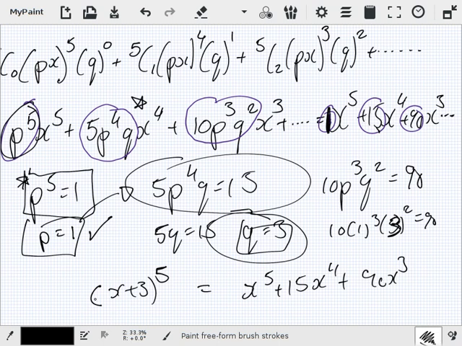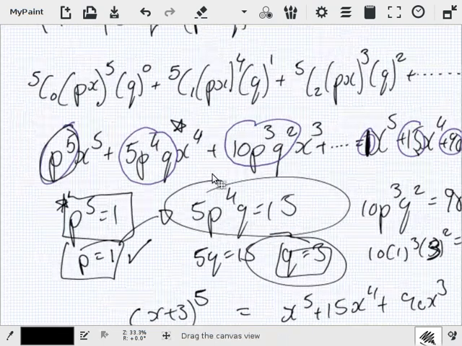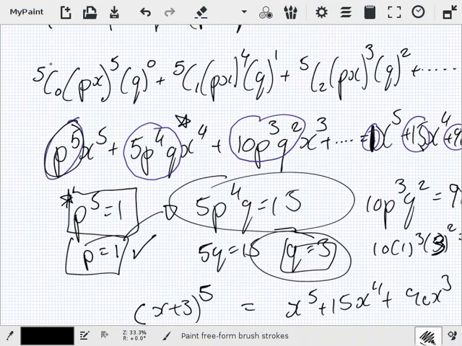I'm confused how you go from the first one to the second one. You expanded the left. So how do I go from here to here? Yes. So 5C0 on the calculator is a 1.